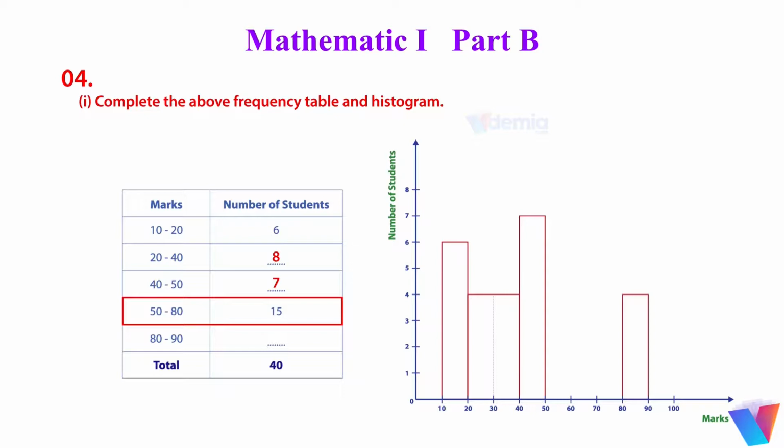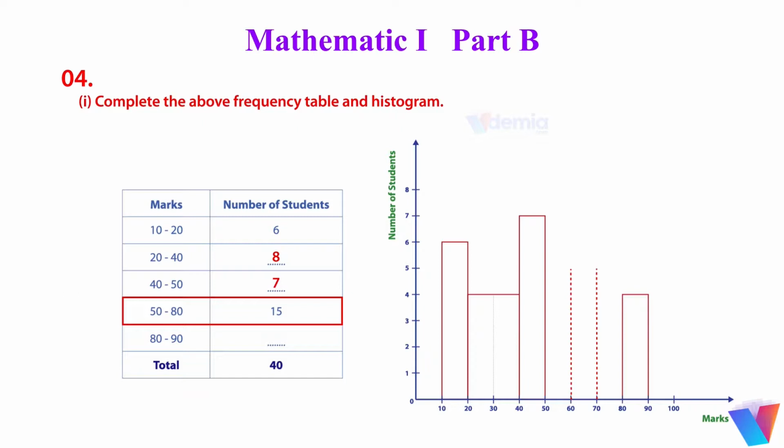Now we have an interval of 50 to 80, which means 3 times our standard interval. 50 to 80 means the size of the interval is 30. And if you look at the histogram, we have nothing there, so we have to draw something there. We have 3 classes between 50 to 80, which means 50 to 60, 60 to 70, 70 to 80, and there are 15 students. So we can assume that for each class we have 5 students.